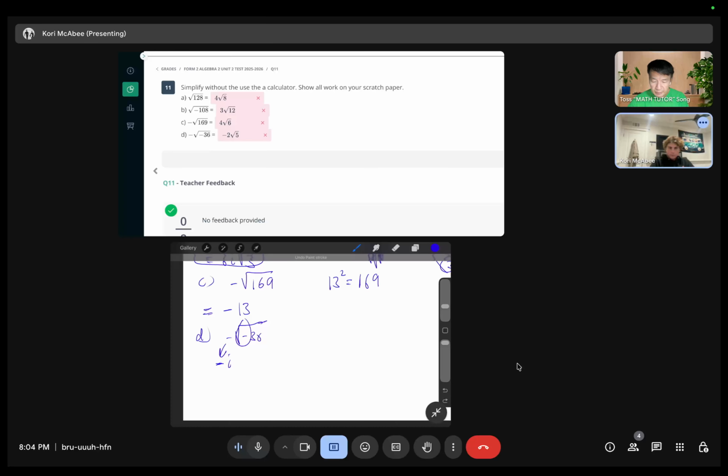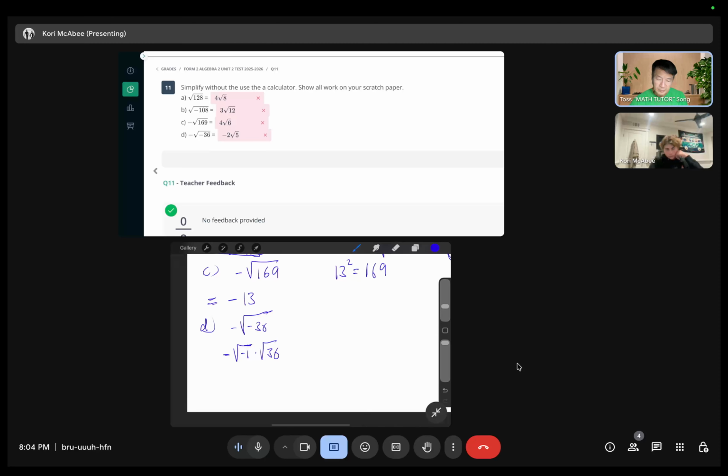Wait, you want to show the work? I'll show you. You can write this so your teacher believes you that you understood this. Okay, erase that and do it this way. It's a negative times a root of a negative 1 times a root of 36. There you go. This is how they actually would show the work in a textbook. So you break it up like that.